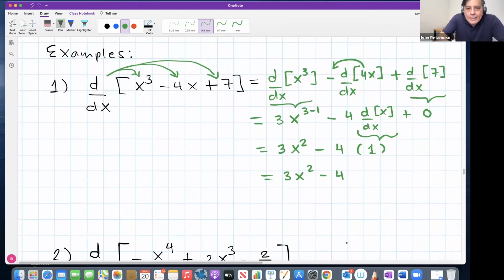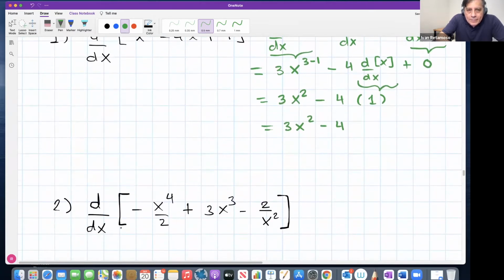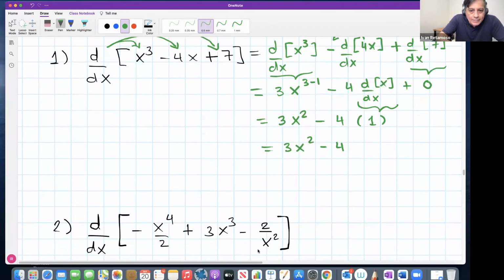Great. Here is another example. It says take the derivative with respect to x of this function that looks like a polynomial function, but it's not really a polynomial function because of this term. Look, this term has a negative exponent, so it's not a polynomial, but the idea is to show you how you can apply this technique that we applied before, even when terms of the function look like this.